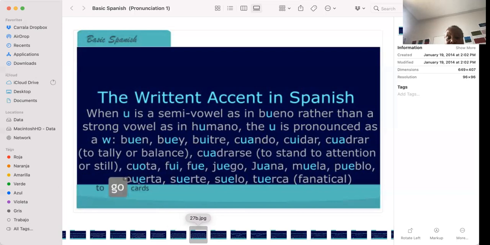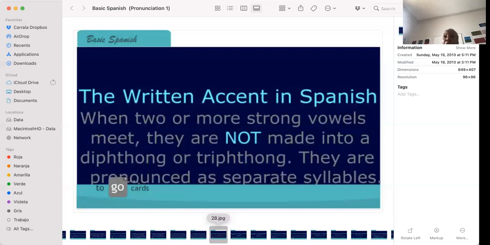I'm looking at these cards and I'm seeing that sometimes it's weak and sometimes it's strong. Okay, for example, buey, cuadrarse, fue, fuego, Juana, muela. Do you notice that it's forming one sound, mue, pueblo, suerte, puerta, suelo. That UE is forming one sound. It's a diphthong, forming one sound, "way." When weak and weak, or weak and strong, come together, they can form a diphthong, and they're all in one syllable.